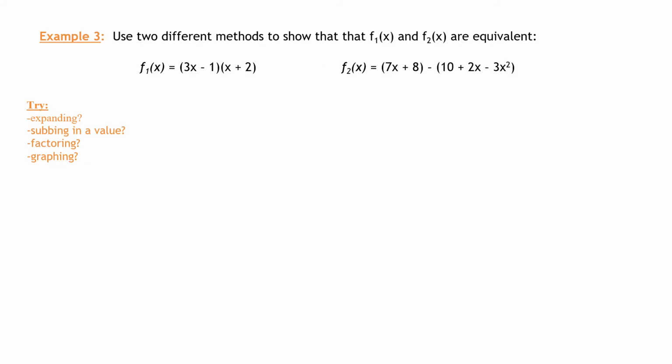Example 3, use two different methods to show that f1(x) and f2(x) are equivalent. Remember the title of this whole unit, equivalent algebraic expressions. So we want to talk about what's equivalent, what's equal to each other. We're going to start with, of course, expanding. Here are some ways that you can show whether or not two different expressions are equivalent. Expanding is one that we can do here because we have expanding that needs to be done.